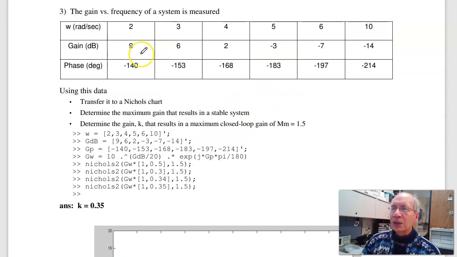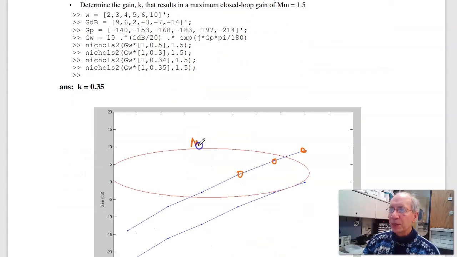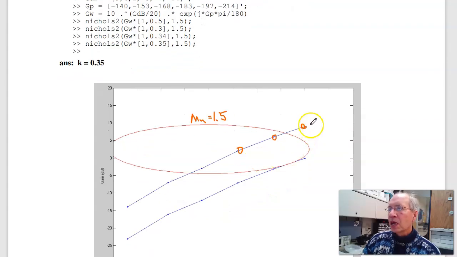In MATLAB, what I can do is take these points, convert it to a complex number, g of j omega, that's 10 to the dB over 20, add an angle of e to the j, phase, in radians, gives you a complex number. Now let's do a Nichols chart with a resonance of 1.5. So here's the M sub m is 1.5. This is your g of j omega. What that tells me is that I'm stable. When the phase is 180, the gain is less than 1. So I'm stable, that's good.